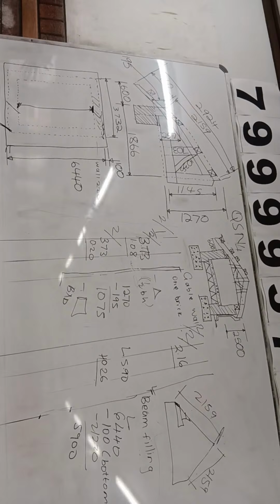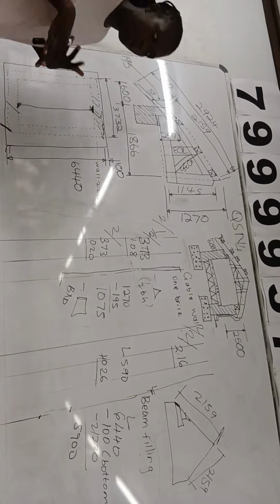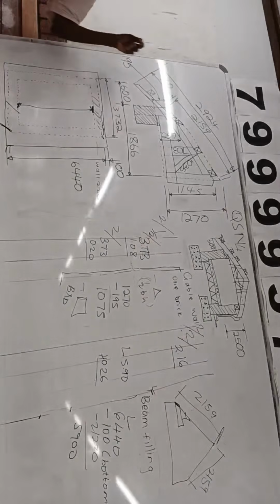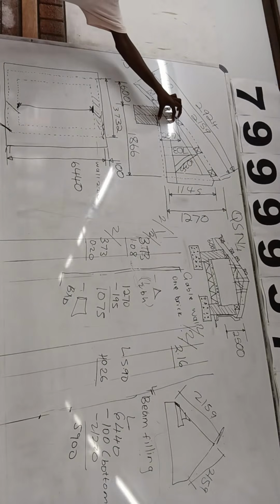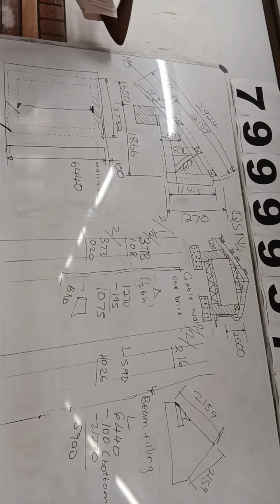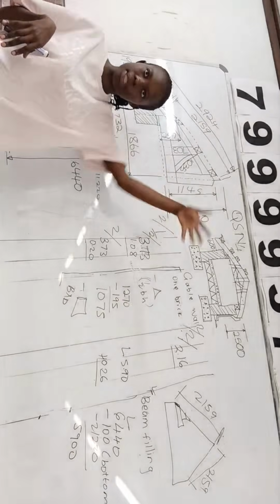No, we don't multiply it by 2. Why do we multiply by 2? We are going to multiply our beam filling by 2. Reason being, remember, this is only for this side. There is also the other side.